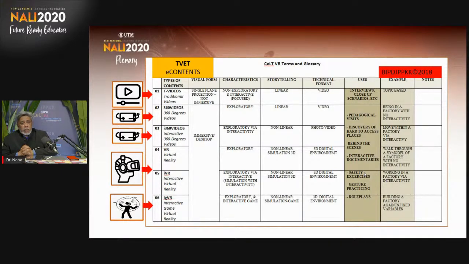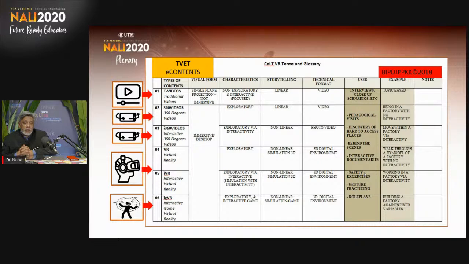The next one, we have virtual reality. Again, this is something very common. You have heard that virtual reality allows students to be in a virtual environment, also still immersive, whereas 360 videos are an actual, real environment. The virtual environment is an environment that's built up three-dimensionally.